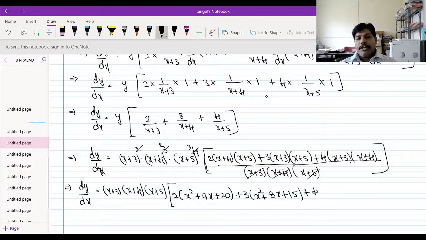plus 4 into, multiply these two, students, x into x is x square. So 3x plus 4x, it will become 7x plus 3 into 4, that is nothing but 12.